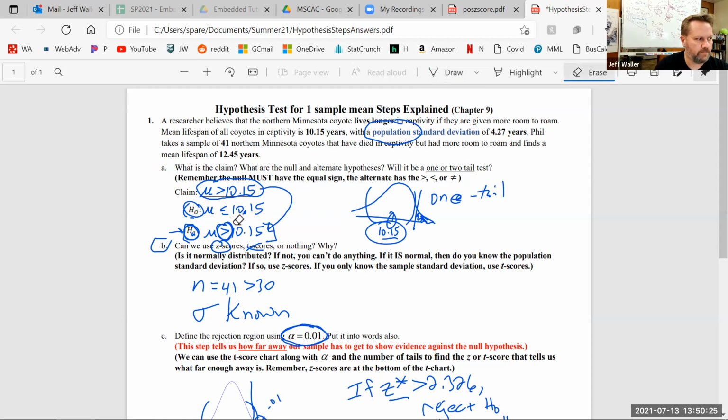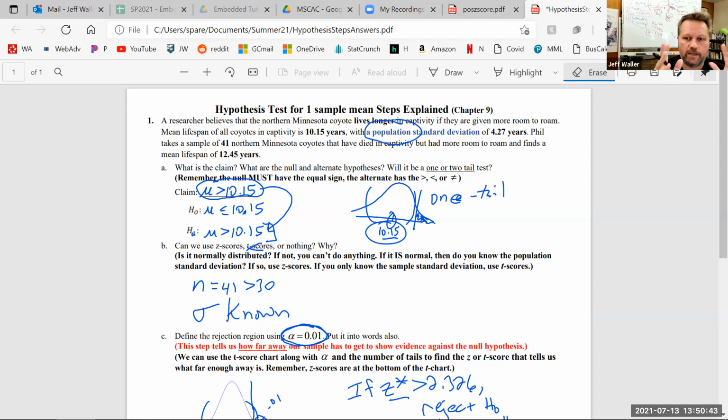So you remember? We can just read, to be honest. What's got to be true about the statement that's next to the Ho? Equal to? It has to have an equal to sign.